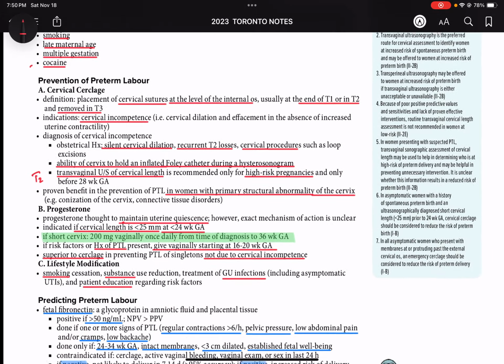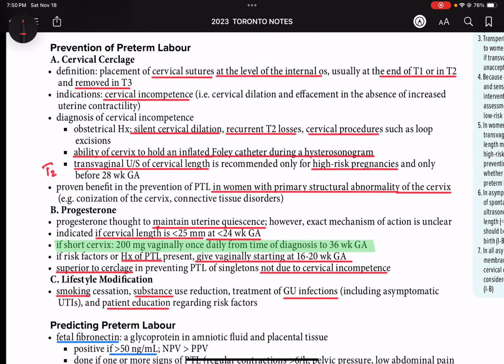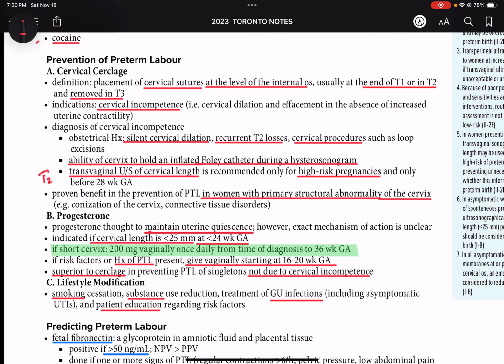So now, how are we going to prevent preterm labor? If we see that our patient has some risk factors regarding preterm labor, how are we going to prevent it? So there's a way which we call a cervical cerclage. What we do is place cervical sutures at the level of internal os, usually at the end of first trimester or in the second trimester, and they're removed in third trimester. We do it whenever we find that this patient has cervical incompetence.